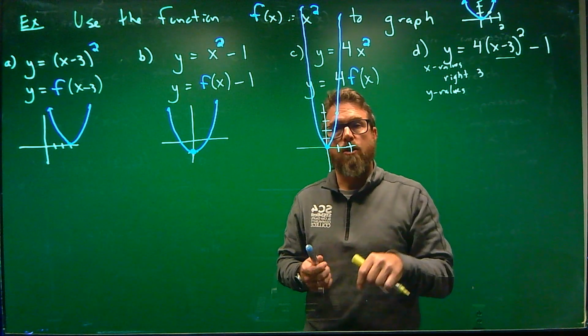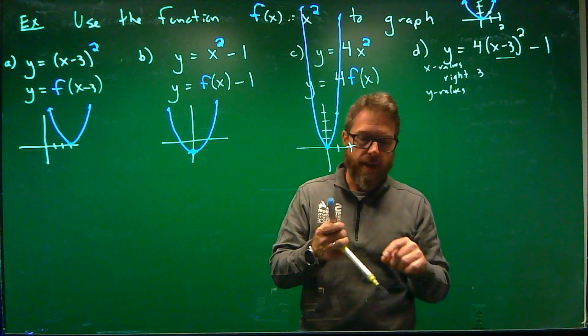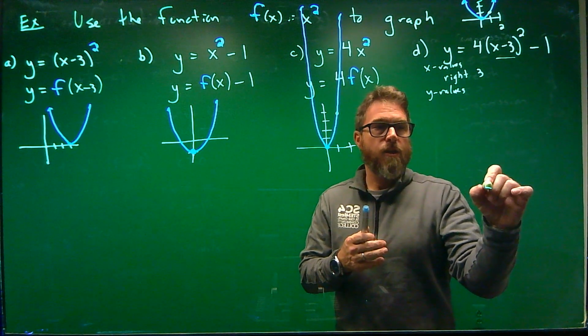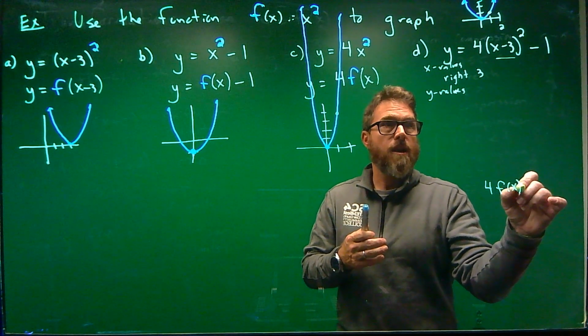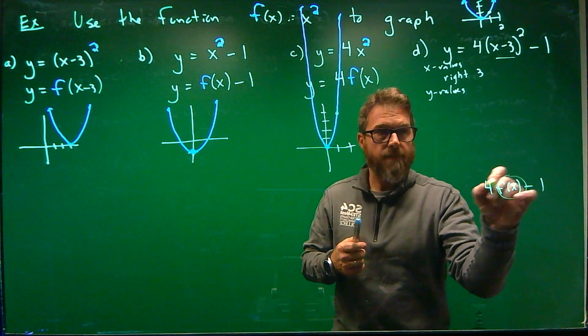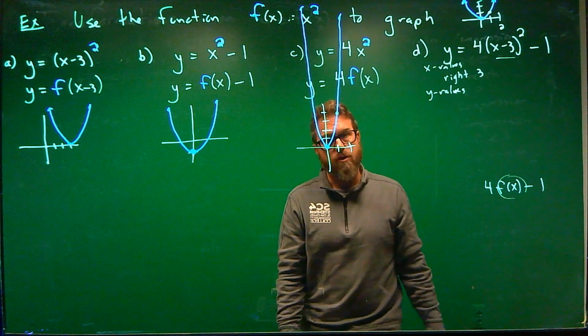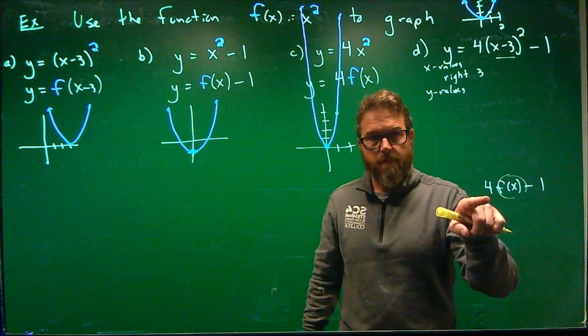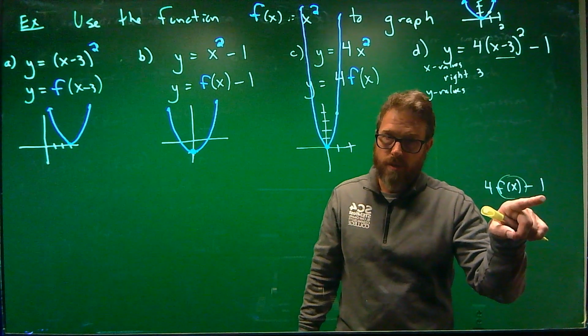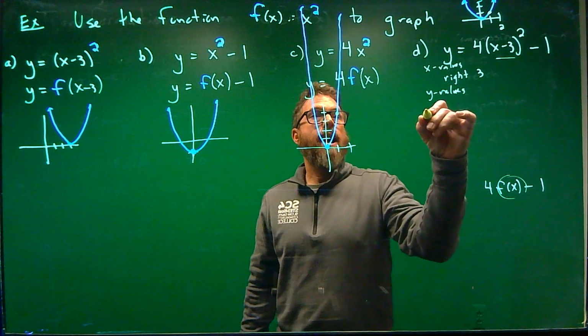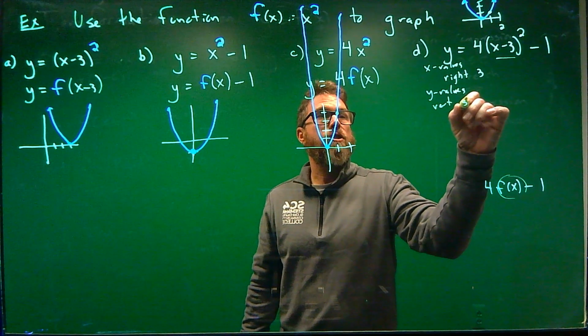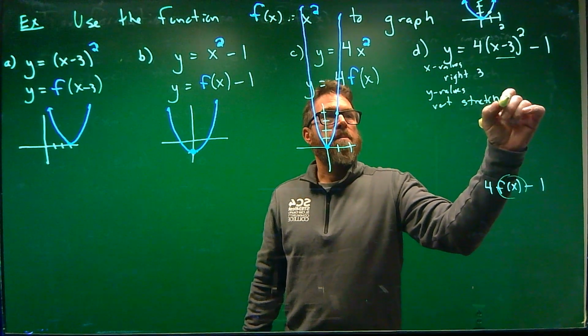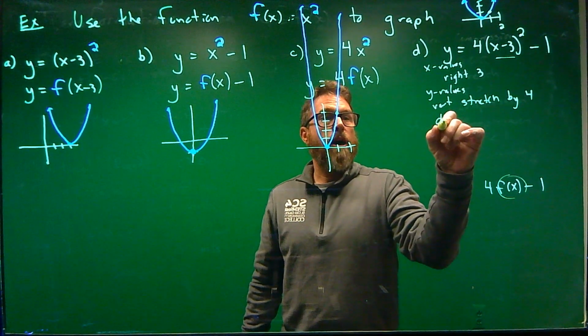But the way you handle the y values is you have to evaluate for y. So this is really 4 f of x minus 1. If I was going to stuff something in that particular spot, if I was going to evaluate it, you can see that I have to multiply by 4 first and then subtract 1 second. So that's why I have to do that vertical stretch first, and then I have to go down 1 second.